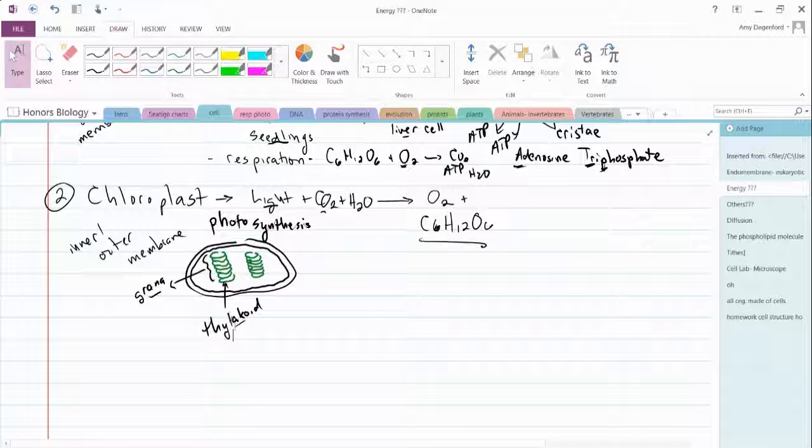And so in this case, chloroplasts are going to be involved in photosynthesis, where they're going to take the energy in light with carbon dioxide and water and then produce oxygen and glucose. Now, this is not a balanced equation. The other one wasn't either, but it's sufficient for now to just understand what the reactants and the products are. So those are our two big energy producing organelles.